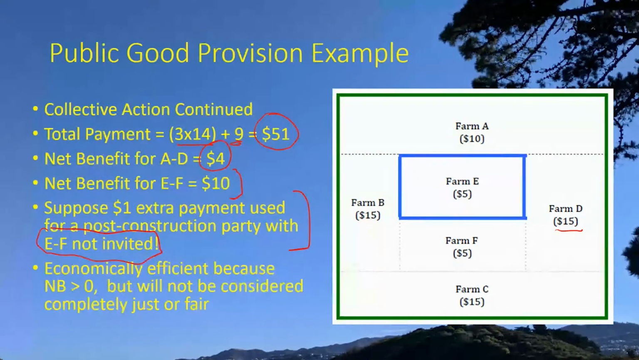Again, small groups can form a collective action and do something, and they could put pressure upon members they know are not contributing. So actually, this small group might mean E and F are going to have difficulty opting out, but I assume they did. Now, this outcome is economically efficient because the net benefit, NB, is greater than 0, and it's equal to $14 up here plus the $1 for the party. So they get a benefit of $15 in total overall. But it's not going to be considered completely just or fair because of the free rider element.